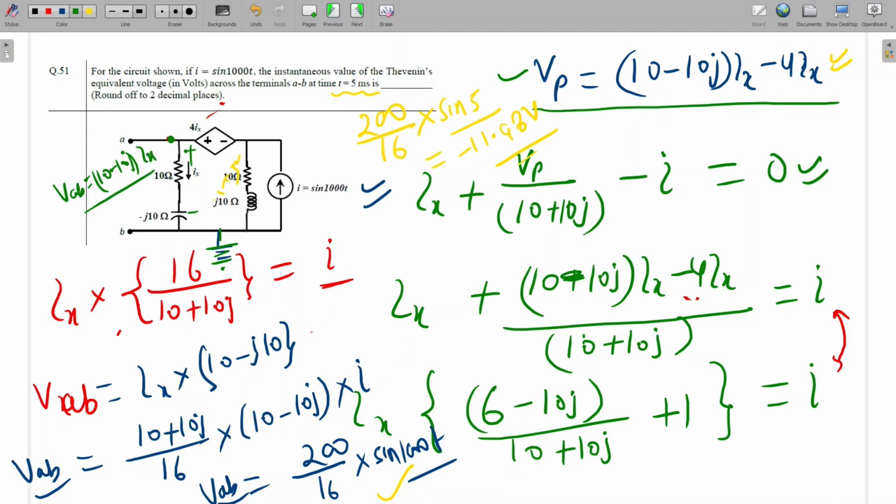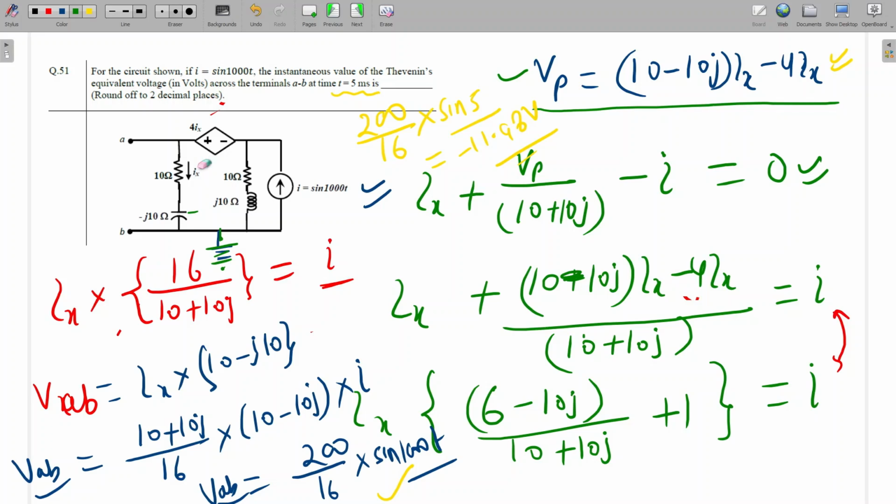Is it clear? The drop across this resistance will appear here. From ground, if we look this way, or in this way, the voltage will be the same. So from ground to this point, voltage will be 10 minus 10j into Ix. Is it clear? We have to take it with respect to ground. This voltage source is given, not the voltage of this node. A voltage source is connected here.